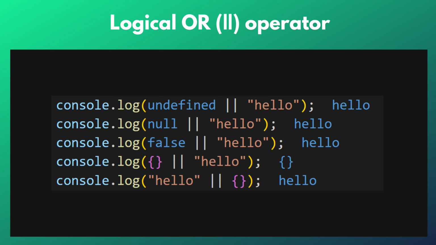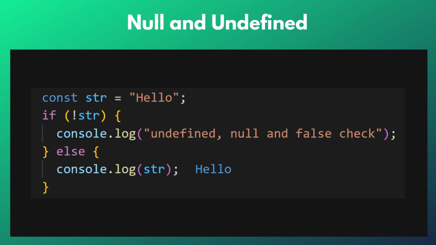As you can see, undefined, null and false are evaluated as the hello string, and in the last lines the first operand will be displayed. If the string str is undefined, null or false, the instructions on the first branch will be executed, otherwise on the second. So you don't need to write explicitly if str equals undefined, null or false. This is a very common and important use case. Let's look at some more detailed examples.